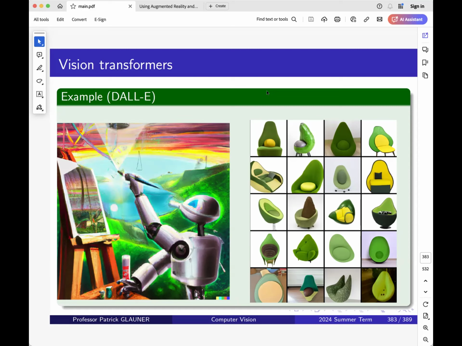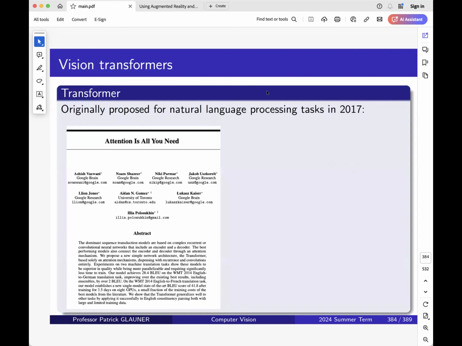Some of you had some thumbs up, so maybe you can send in the chat what you have used these vision transformers for. And I said all of this goes back to a paper from maybe like 6.5 or 7 years ago, which was called Attention is All You Need.